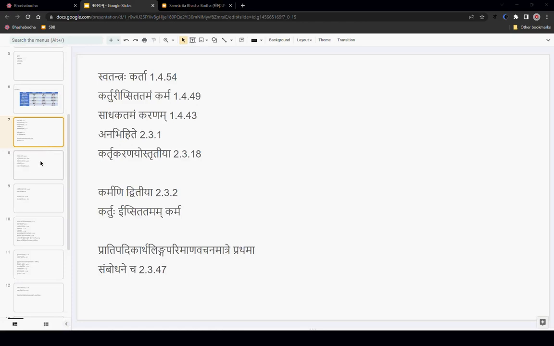Then Karakam, quick recap. Karakam is the relationship of a word with the Kriya, and there are different Karakams that indicate different roles of a Namapadam in a Vakyam. Then we looked at Swatantra Karta; these 6 Karakams are there. Karta, Karma, we looked at all the Karakams.